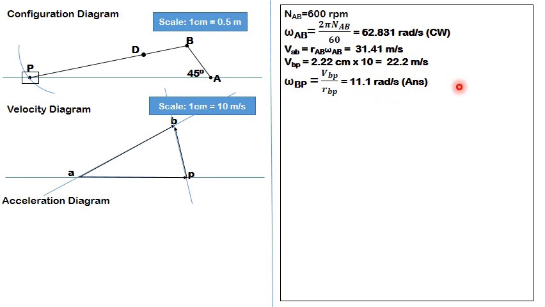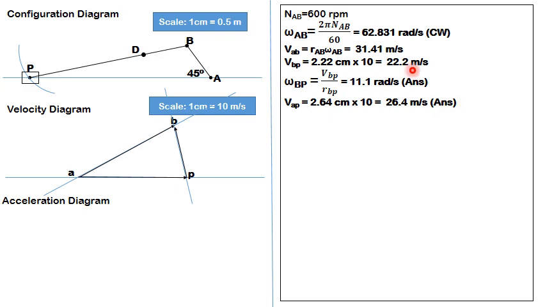The second question which has been asked in the problem statement is, you need to find out the velocity of slider P. That slider P velocity is nothing but vector AP. Measure it, multiply it by the scale, and you will get the answer. So it is coming around 2.64 centimeter. When you convert it to actual scale, the velocity of the slider is 26.4 meters per second. So this is the second answer.